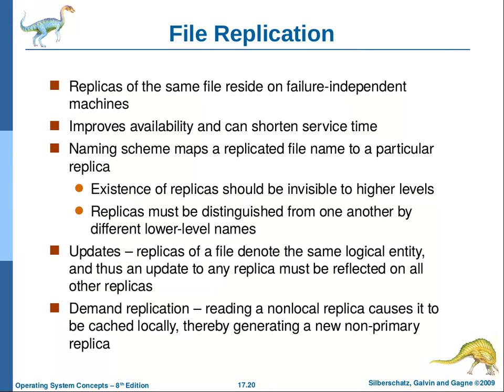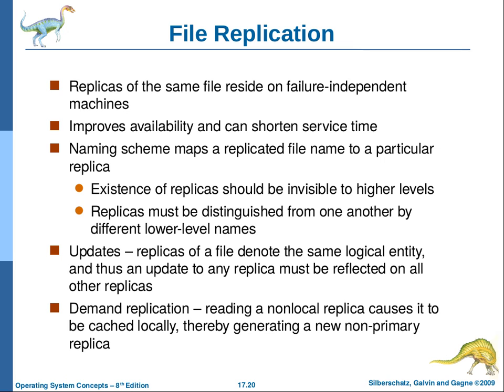All right, file replication. And hopefully we'll finish up this chapter soon. The idea is that you want to have multiple copies of the same file in case it all goes down. So if one server goes down with a file, at least you'll have another one somewhere else. Replicas of the same file reside on failure-independent machines. Hopefully this will improve your availability in case a machine goes down.